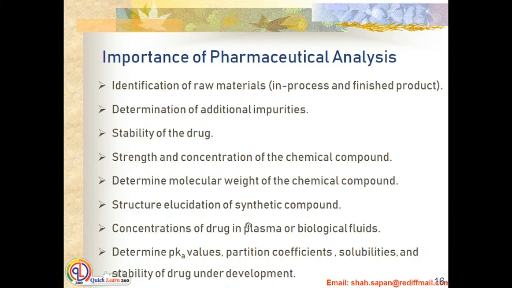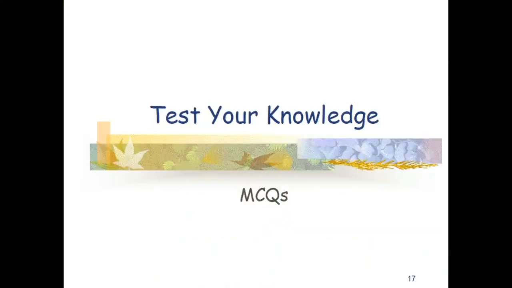Next is structure elucidation of the synthetic compound. Concentration of a drug in plasma or biological fluids can also be determined with various analytical methods. Generally, mass spectrometry is widely used in such a kind of analysis along with spectrophotometric techniques. Determination of the pKa value, partition coefficient, solubilities and stability of a drug under development. So all this importance suggests that the quantitative analysis has a very significant role in quality control and quality assurance in pharmaceutical industries. So let us test your knowledge on the basis of some 3 MCQs.